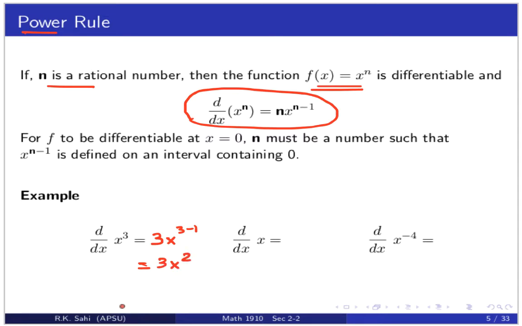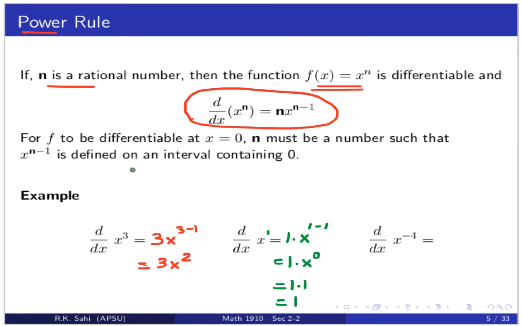3x squared. Okay, let's look at another example. d/dx of x. That means now x here has power 1. So the 1 comes in the front times x. Now from 1, remember your n is 1 here, minus 1. What do we see? It's 1 times x to the power 0. Now remember, anything to the power 0 is 1. So it's 1 times 1. The final answer is 1.